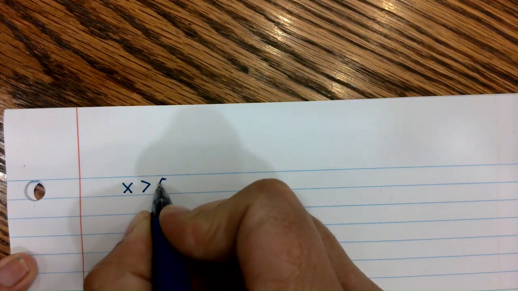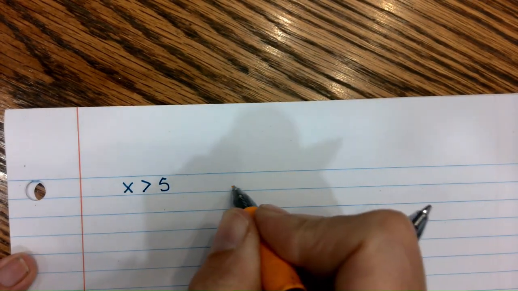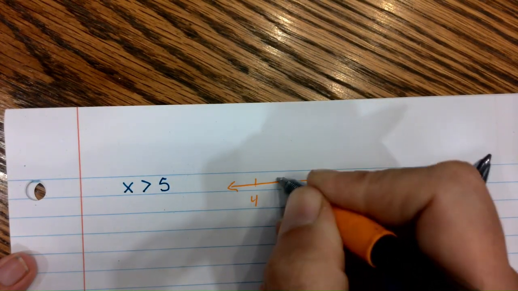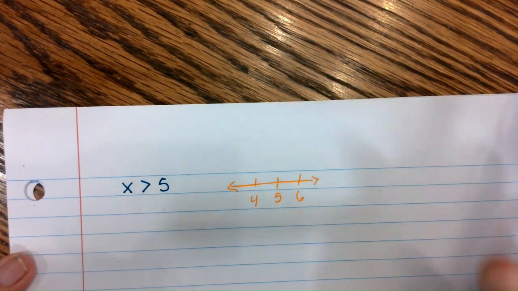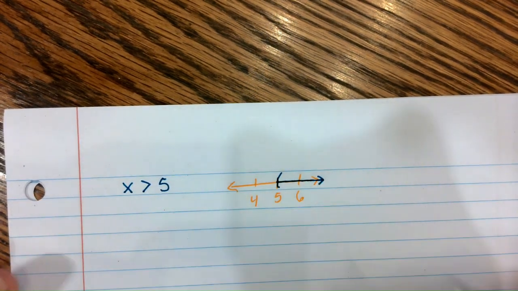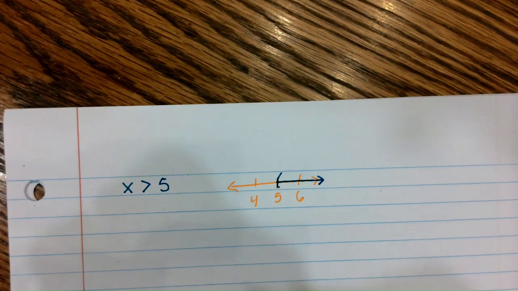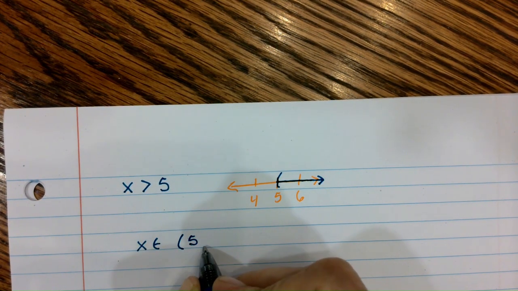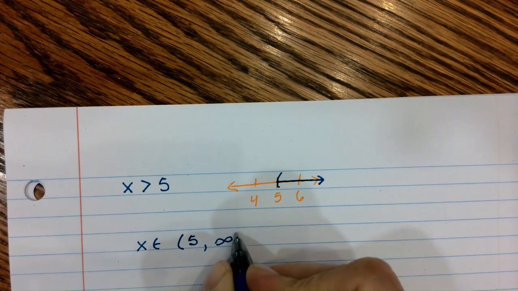So let's look at that previous example where we were looking at x is greater than 5. If you recall on the number line, it was a parenthesis starting at 5 and it continued on. And technically it continues on to infinity. So in our interval, that's going to be starting at 5 but not including it and continuing on to infinity.